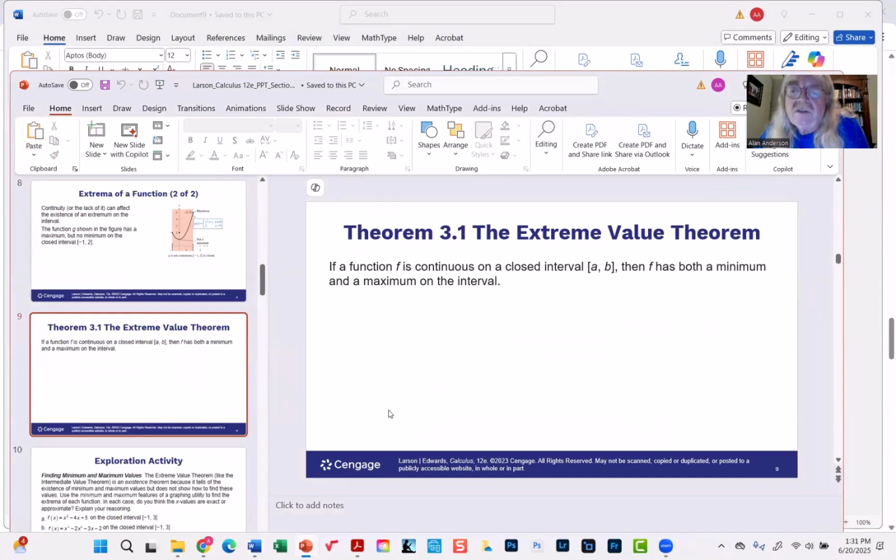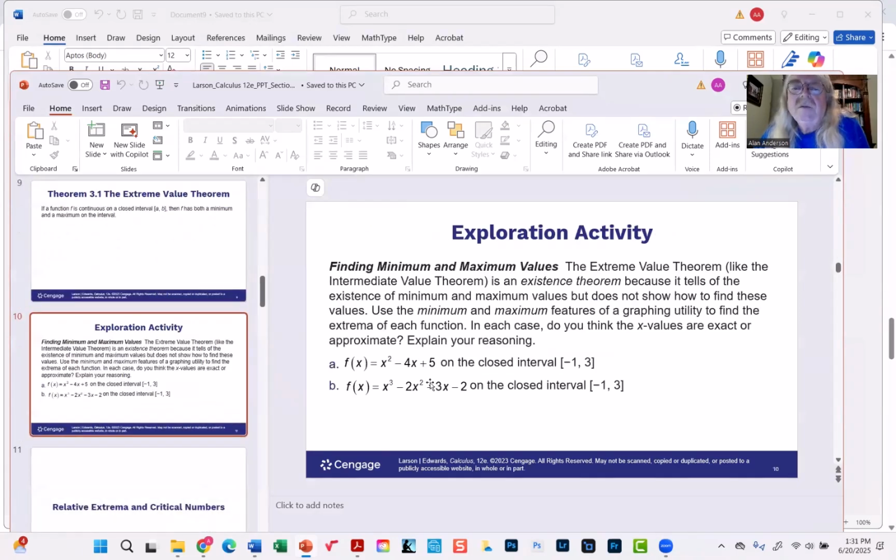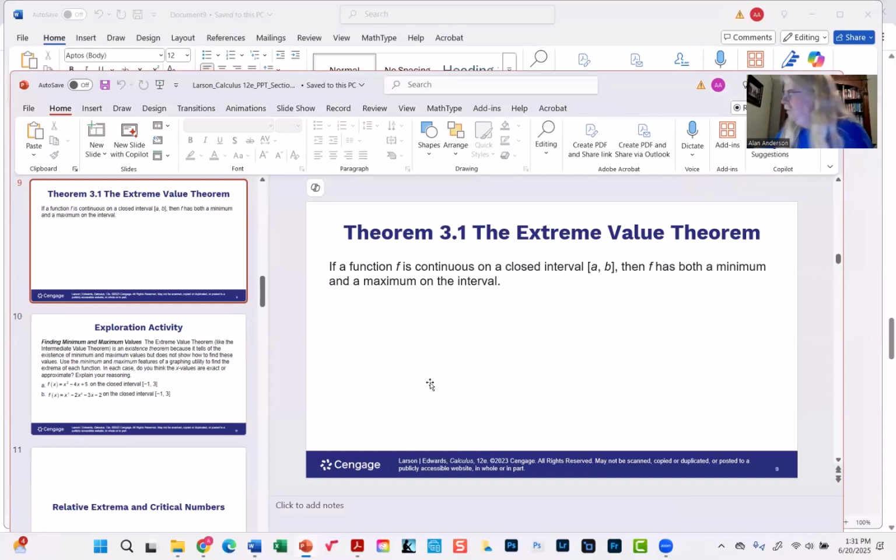Now, according to this theorem, the extreme value theorem, as long as a function is continuous on a closed interval, then it has a maximum and a minimum. Now, when you get to a much more advanced course, like Calc 4 or whatever, they'll ask you to prove this, but for now, it's enough to just know it.